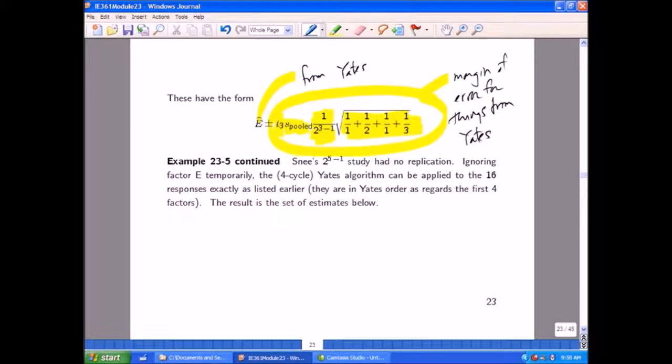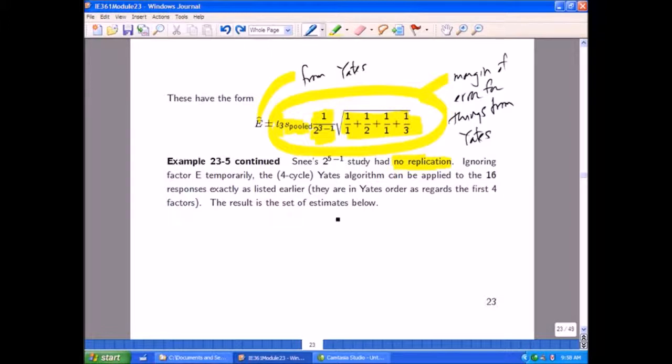As a second example, we could look at this data set from SNEE's study. That was a data set that unfortunately had no replication in it. But I can still do something here. What I'm going to do is ignore the last factor. There are factors A, B, C, D, and E.